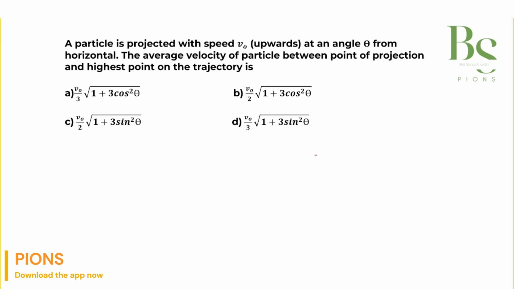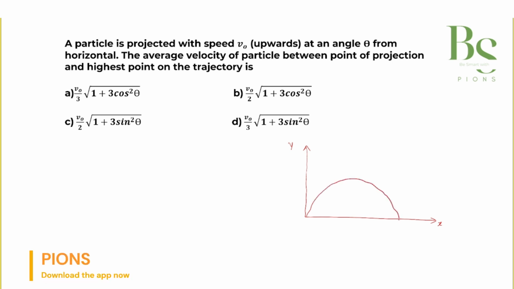So let's draw it, this is our y-axis, this is our x-axis. And here I am throwing some object. Now it is projected with some initial speed v0, so let's call the point O, and this is our initial speed v0, correct? Upward at an angle theta, so let's take it as angle theta from the horizontal. The average velocity of the particle is between the point of projection and the highest point of the trajectory.